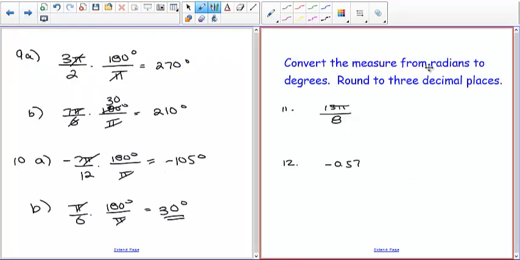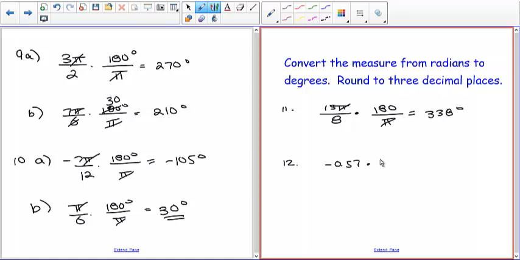Convert the measure from radians to degrees. Round to 3 decimal places. Okay, so same thing, except we actually do put pi in there. Well, we don't have to, because in this case we can still cancel them out. So let's take 180 times 15 divided by 8 and get 338 degrees. It's actually 337.5, but it says round to 3 decimal points.